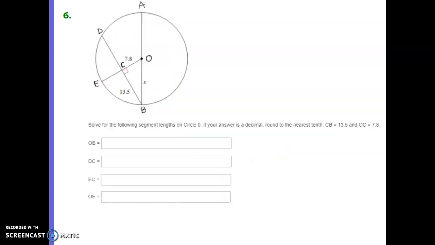Number 6, solve the following segments on circle O. If your answer is a decimal, round to the nearest tenth. Okay, so CB is 13.5, and that's on the diagram, and then OC is 7.8. Great. All right, we're not asked to solve for X. Let's see, OB. Oh, OB is x. Okay, so that's a right triangle. So x squared equals 7.8 squared plus 13.5 squared. So you're going to go ahead and Pythagorean theorem it, and you should get 15.6.